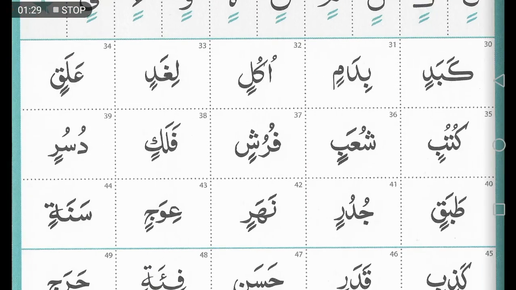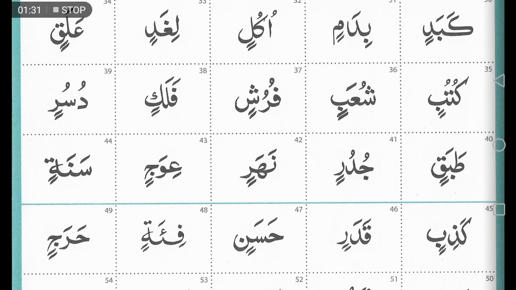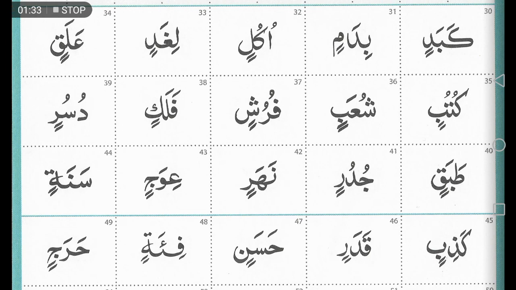Moving on to some words now. Ka, ba, kabadin. Bi, da, bida, min, bidamin. Uku, ukulin. Li, gha, lighadin. Ala, alaqin.